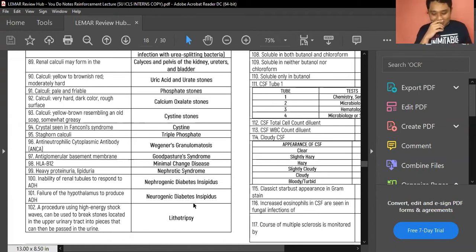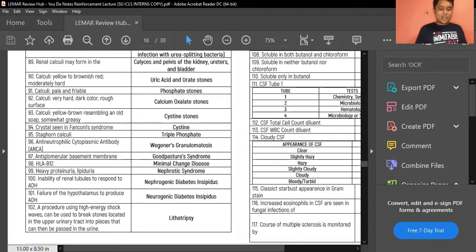HLA-B12, sorry, what disease is it associated with? Minimal change disease. Alright. Heavy proteinuria, we already mentioned it, massive proteinuria, massive lipiduria, what disease was that earlier? Nephrotic syndrome. Press the buzzer. Again, heavy proteinuria, heavy lipiduria, appearance of fatty casts, oval fat bodies, cholesterol crystals, hypoproteinemia, decreased albumin, hypoalbuminemia, you know that, that's nephrotic syndrome.